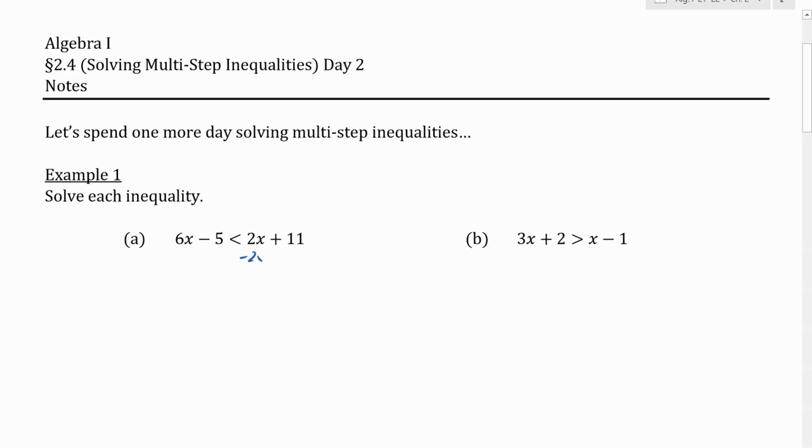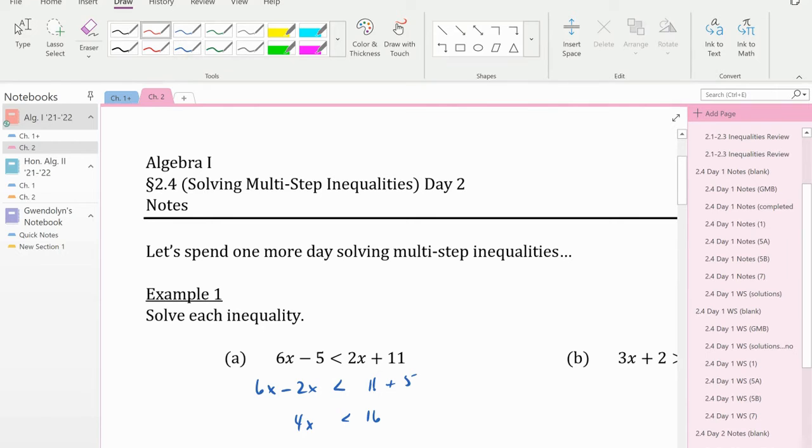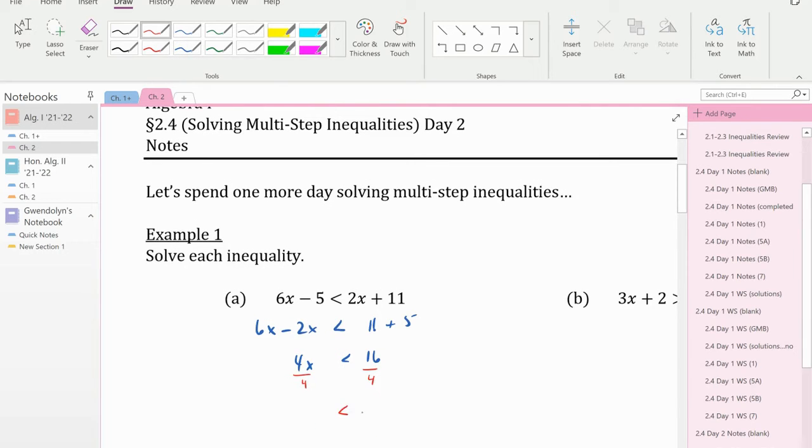Okay, now again, that's how I do it. If you want to do it a step at a time, add 5 to both sides. We're going to get in the same place. Nobody cares as long as you do it correctly. So move this over, move this over. 4x is less than 16. I'm going to divide both sides by a positive 4. Since I'm dividing both sides by a positive, I do not flip the inequality. X is less than 4.